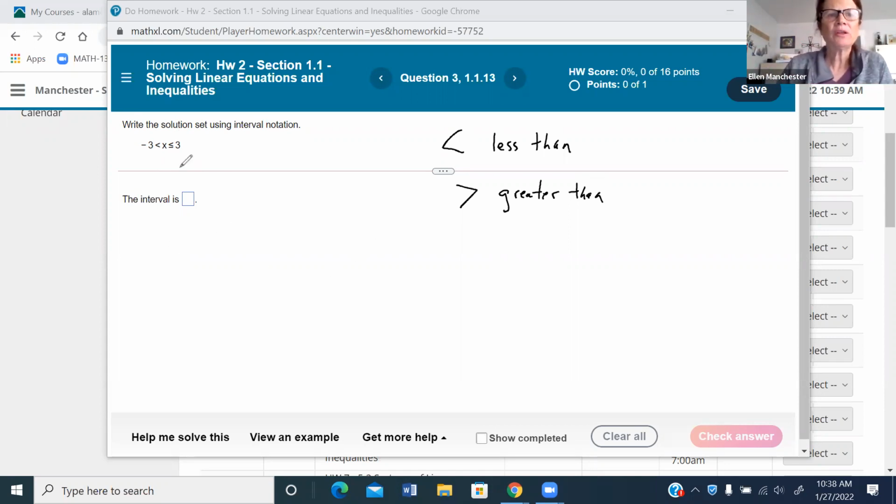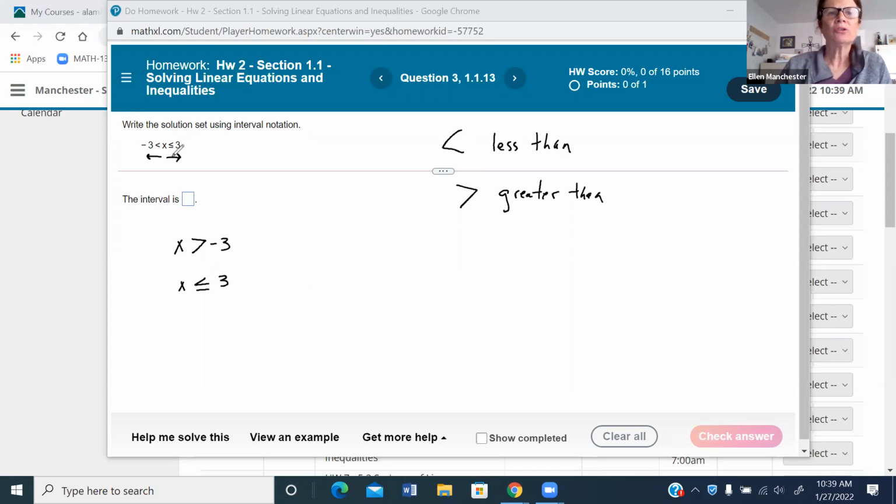So your first inequality, if I read it from the X, is X is greater than -3. Notice I'm reading it this way. Then the other one, I'm reading again from the X out: X is less than or equal to +3. Those are your two inequalities that are set up as one expression. So X is greater than -3, but it's also less than or equal to +3.